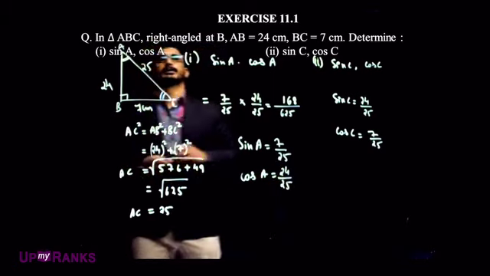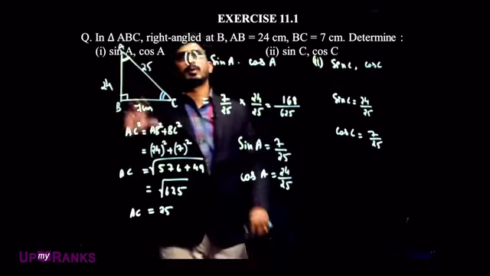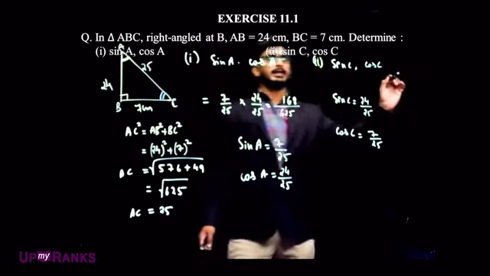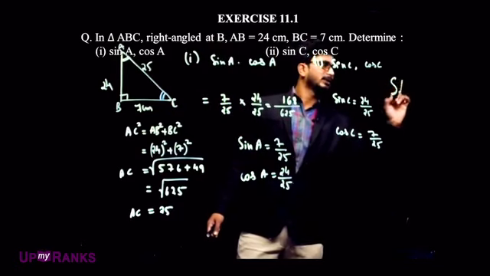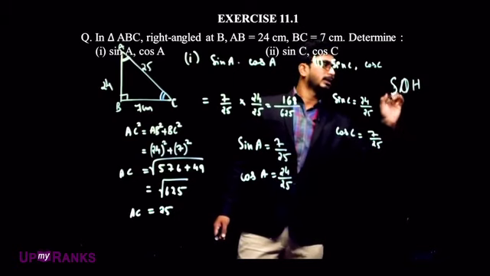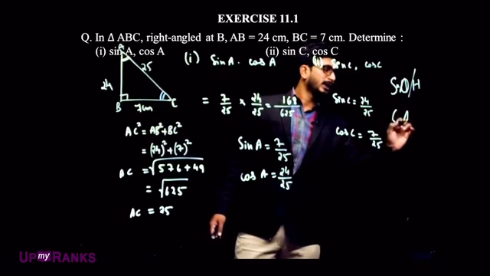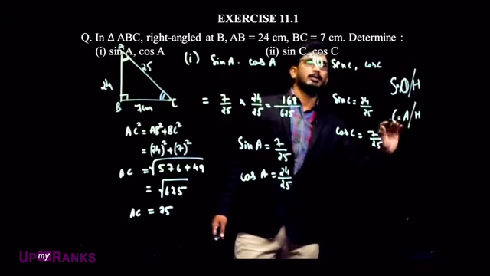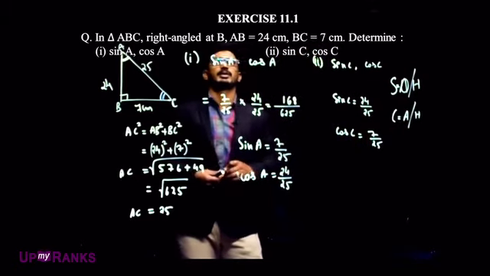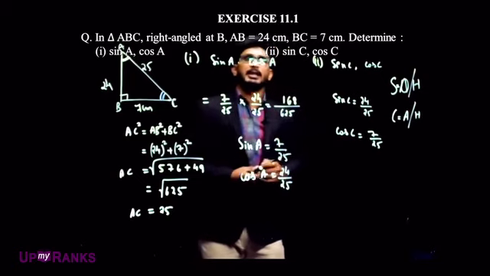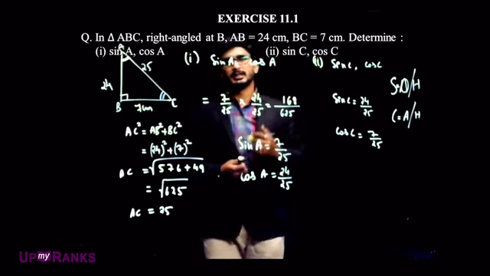So this is very simple. You have to remember the sin and cos. So let me remind you again: SOH, which is nothing but sin theta is equal to opposite by hypotenuse; CAH, which is nothing but cos theta is equal to adjacent by hypotenuse. Similarly, tan is sin by cos, so tan is equal to opposite by adjacent.